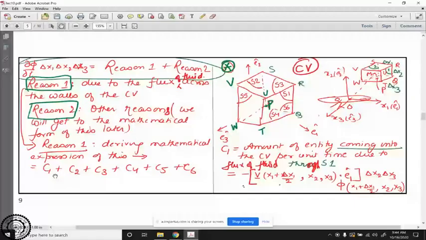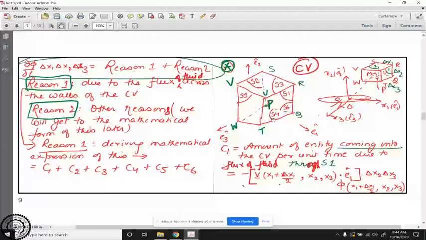C5 is the net flux of entity incoming to the control volume through surface 5. So this is the idea. So let's focus on C1 first. C1 means, this is what it means in language, amount of entity coming into the control volume per unit time due to flux of fluid through S1. So I'm writing coming into the control volume. Okay, so I will put signs appropriately, plus or minus. So amount of entity coming into the control volume per unit time due to flux of fluid through S1.